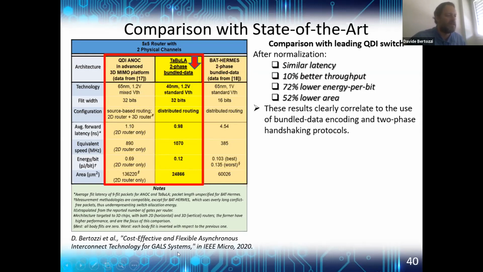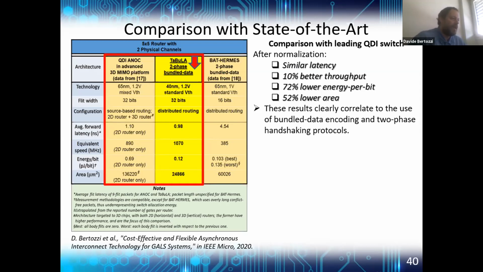Normalization process details are reported in this paper. So after normalization, we have a more fair comparison of these values, and you can see that latency is similar. So we are not gaining over the latency of a QDI switch. And the throughput of the bundle data switch is 10% better. And here, we would have expected something better, because the QDI switch is using a four-phase handshaking protocol.